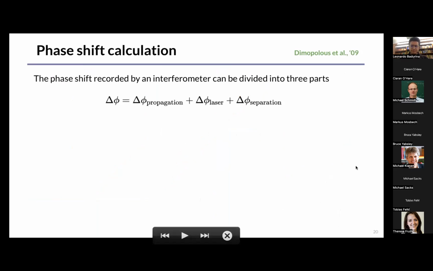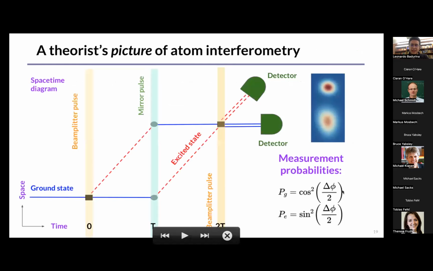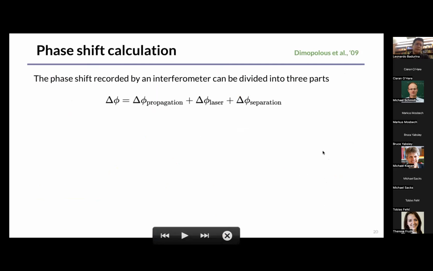Right, so having said this, however, it is quite unsatisfactory because I haven't told you anything about how to compute these phase shifts delta phi. So what are these phase shifts, and what effects lead to a change in delta phi, which would therefore be a measurable effect? So there are a number of effects which lead to a non-vanishing phase shift. And the Stanford group, so Dimopoulos, Jason Hogan, Peter Graham, etc., presented a very neat way of splitting up the calculation into three distinct parts, to have a way of categorizing the effects that change delta phi in a systematic way. And so these three parts are the so-called propagation phase, the laser phase, and the separation phase.